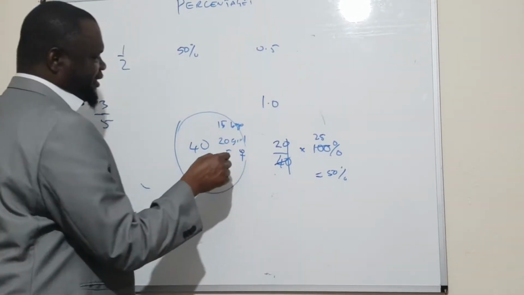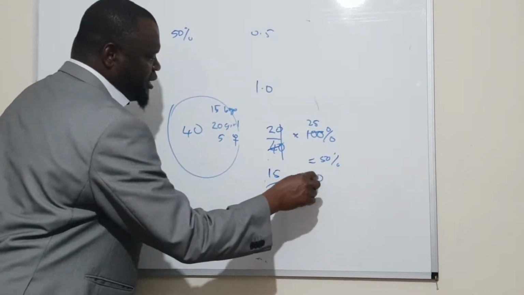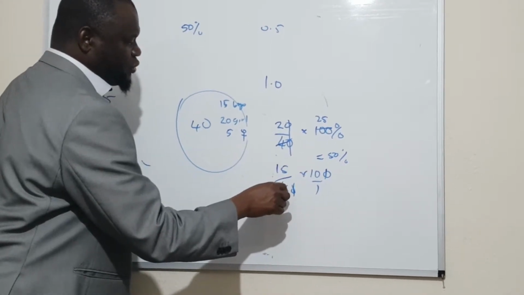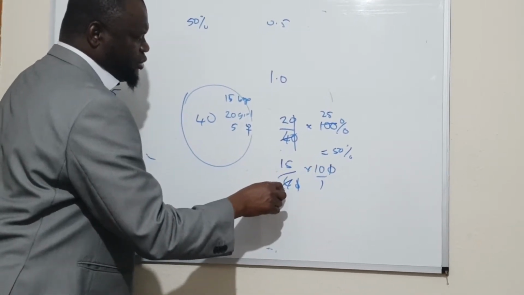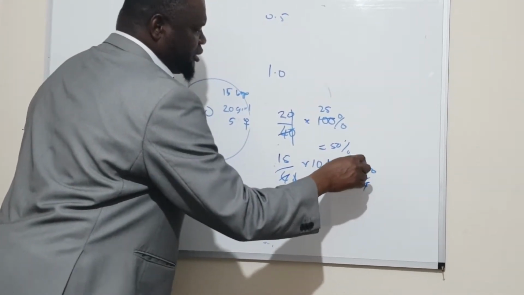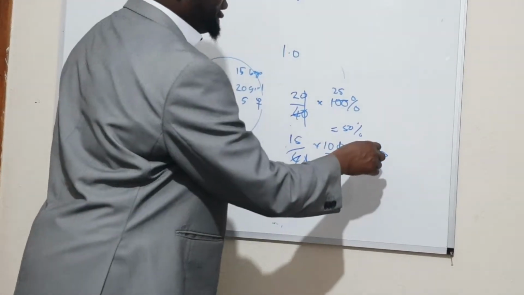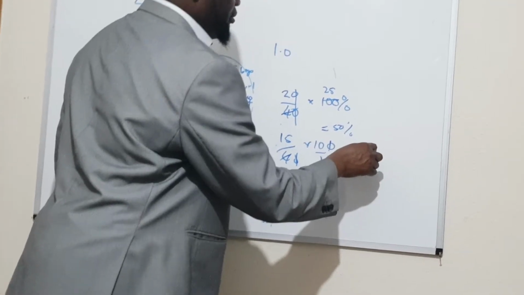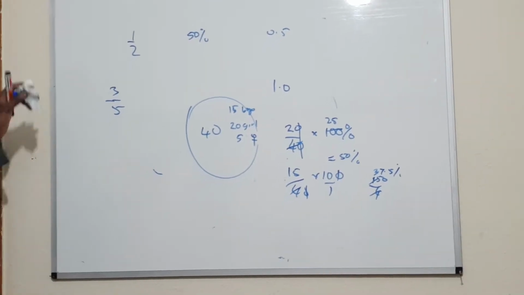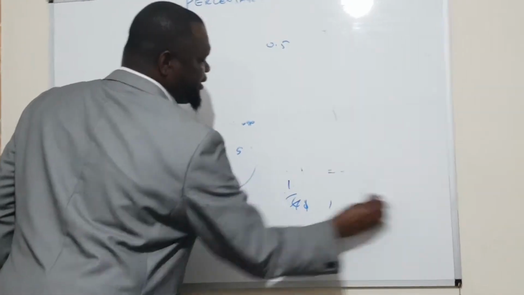For the boys, 15/40 times 100. So 0 will cancel 0. If you multiply 15 by 10, you get 150, divided by 4. 4 into 150 is 37 times, so that's 37.5% are boys. This is basic percentage.